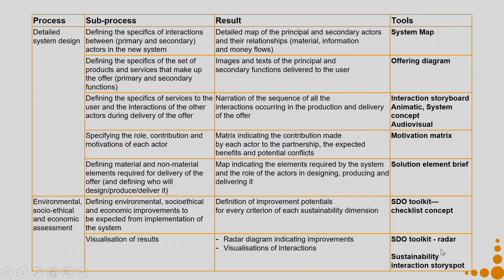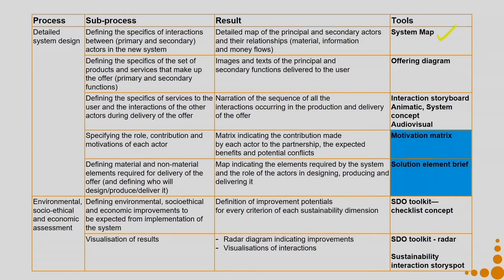So now you can see that once I have completed my solution element brief, I would be further able to refine my systems map. In case, while I am doing my solution element brief or my motivation matrix, I identify certain gaps which are still left and will come in the way of implementation, I can make modifications to my systems map, offering map, and my interaction storyboard. Once this whole process is complete, that is, I have done the detailed system design, my next step will be the final filling up of the checklist and final radar diagram generation.